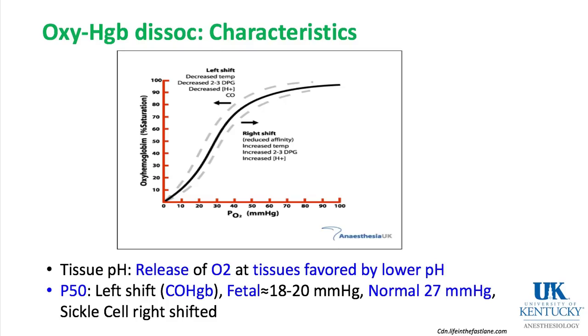And maternal hemoglobin is a little bit shifted to the right because it wants to release oxygen to the fetus. And sickle cell is an example of a very right-shifted oxyhemoglobin dissociation curve.